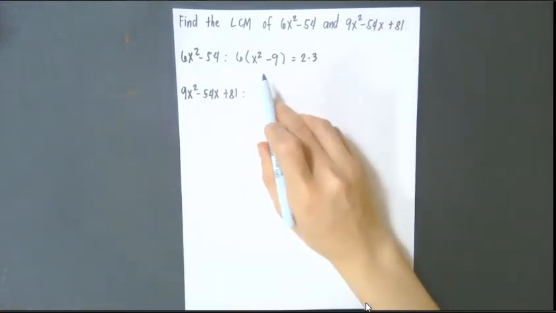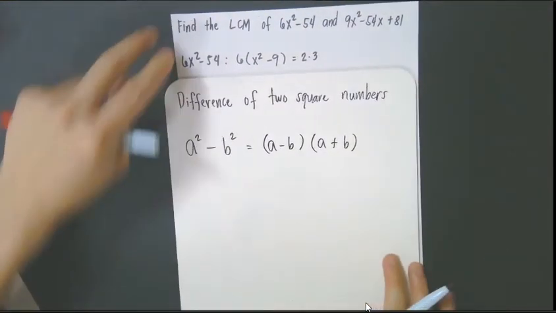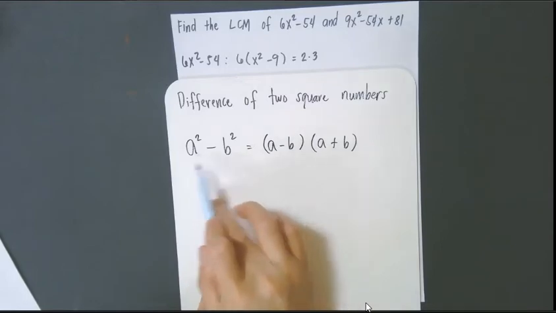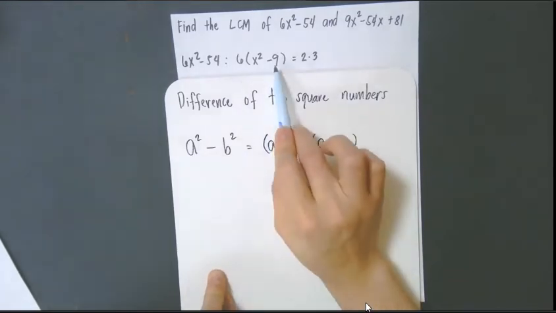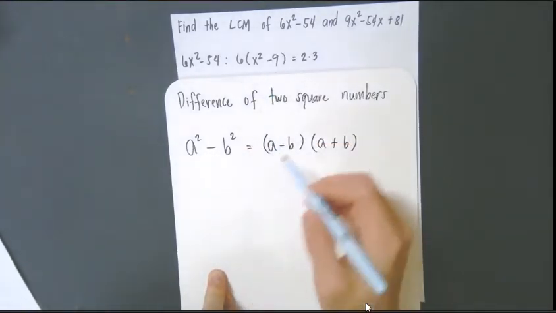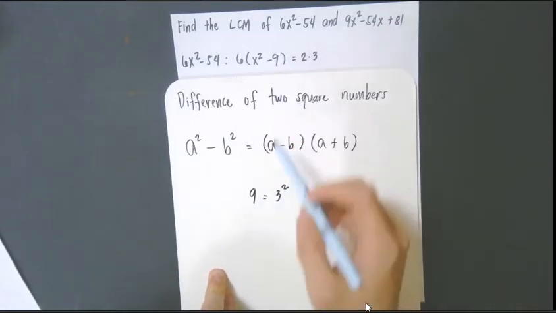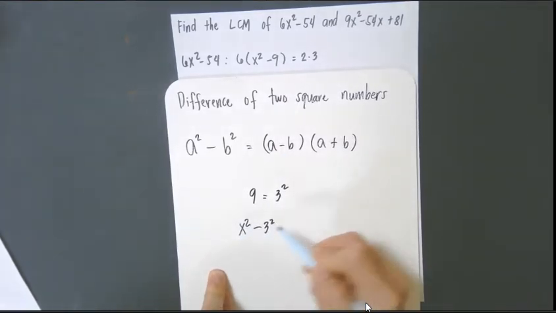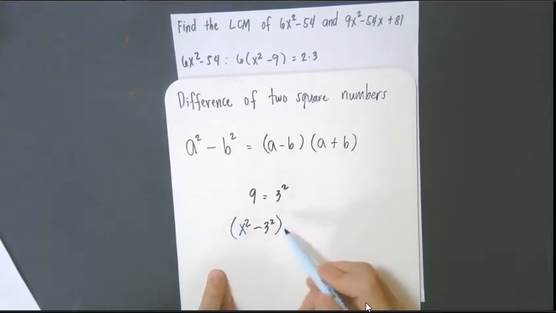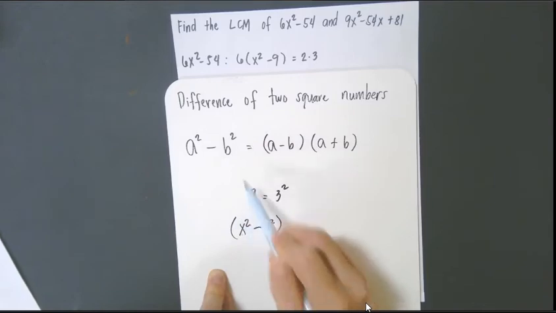Now let's see if x squared minus 9 can be expressed in the form of a difference of two square numbers. x squared is a square number, and 9 is a square number, so 9 can be expressed as 3 squared. So we have x squared minus 3 squared. We did not change the value, we just changed the form of 9 into a square number so that we can follow this format. So your a now is x and your b is 3.